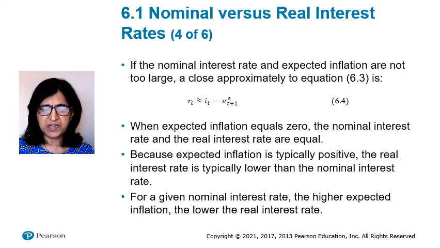Because expected inflation is typically positive, the real interest rate is typically lower than the nominal interest rate. For a given nominal interest rate, the higher the expected inflation, the lower the real interest rate. Make sure you remember equation 6.4. It says that the real interest rate is approximately equal to the nominal interest rate minus expected inflation. In the rest of the book, Blanchard often treats the relation in equation 6.4 as if it were an equality. Remember, however, it is only an approximation.